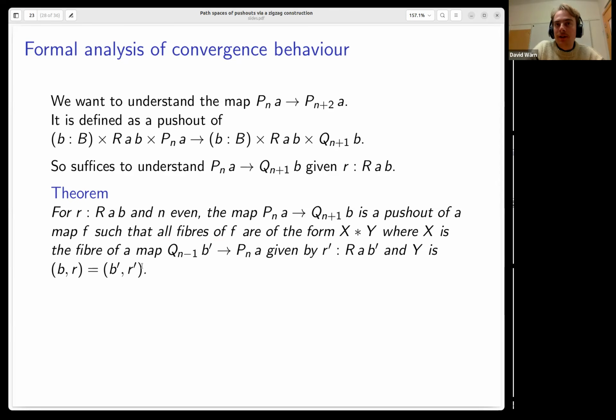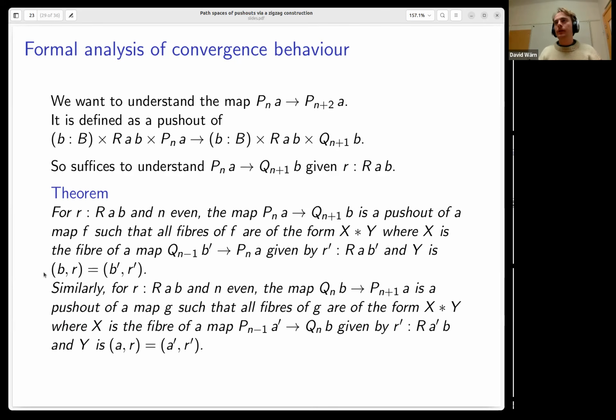And I write it very explicitly here, but this is an identity type of the form mentioned on the previous slide. So it's in this sigma type of, we have some a, and then these are two terms in the sigma type of b in B with an edge to a. Okay. And because everything treats A and B the same way in the construction after the first step, we have the same theorem also for the maps Qn B to Pn plus 1 A, just swapping the roles of A and B. So this means that we can recursively apply the theorem.